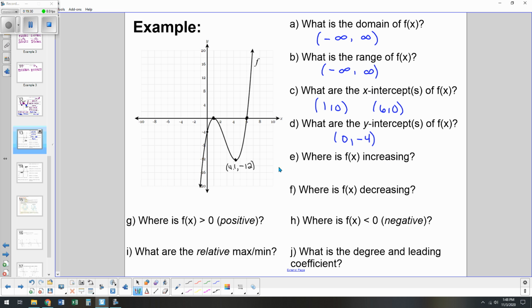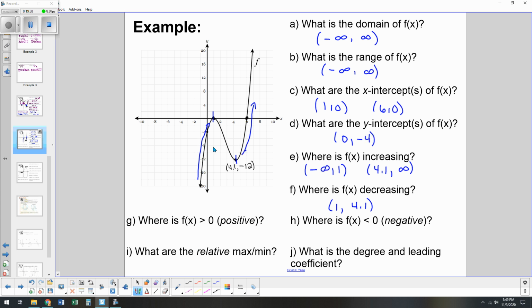Where is it increasing? Well, it's increasing here from -infinity till we hit 1. Then it changed direction, and now it starts increasing again at 4.1 until positive infinity. So it's decreasing from 1 to 4.1.